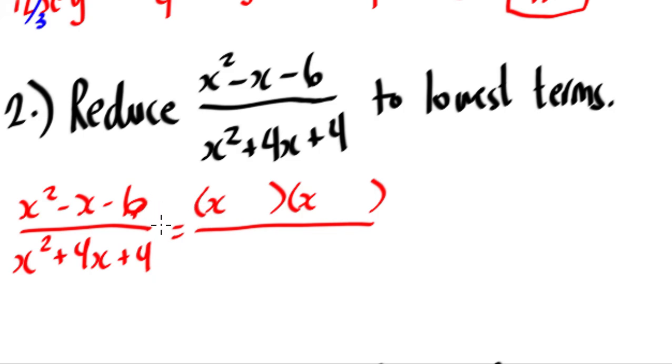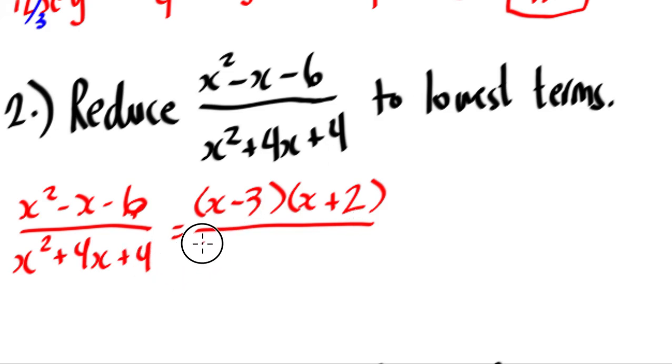So what are the factors of 6? We have 1 times 6 and 3 times 2. We cannot use 6 and 1 since adding or subtracting 6 and 1 will never give us 1. So it's going to be 3 and 2. So we have minus 3 plus 2. Try to check it out. That's the correct answer. And we have here x squared plus 4x plus 4.